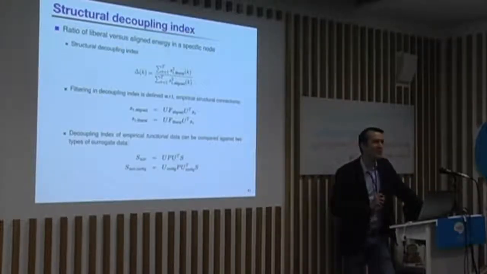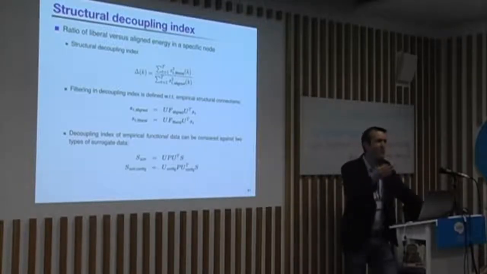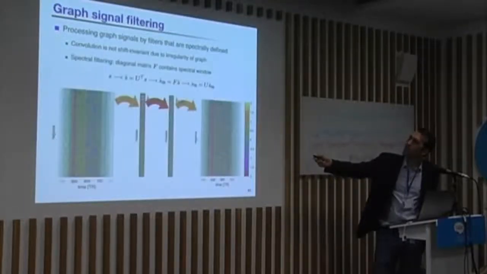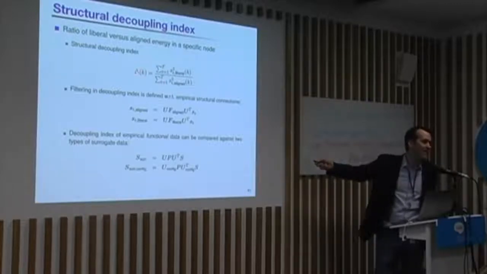Okay, so what we're going to do with those two filtered versions of our functional signals is to compute the structural decoupling index. And that we define as the ratio of the energy that is liberal or high pass versus aligned or low pass. And we can do that in each node. Because let's maybe first look here. So we have an incoming graph signal. This is the complete filtering, and we call this the aligned version of it, and we can do the liberal as well. So this is low pass, this is high pass. And what we're going to do is just compute the average energy in a given node over all time points and compute the ratio of liberal versus aligned energy. And we define this as the decoupling index.